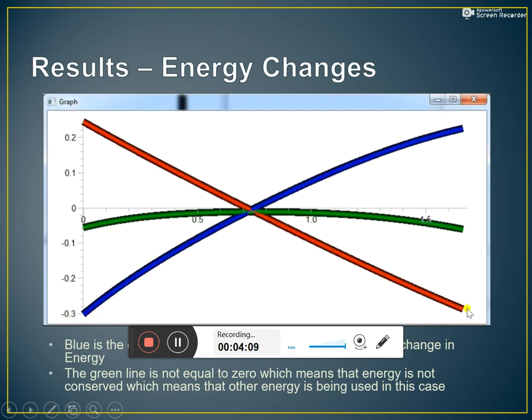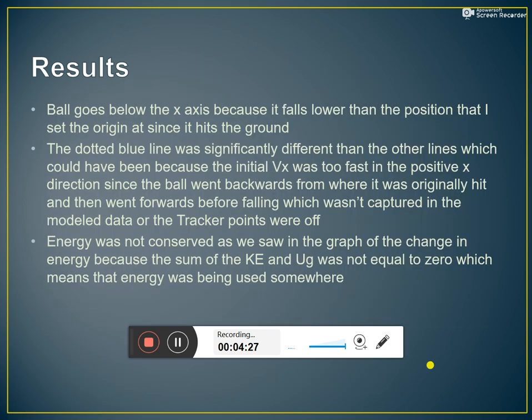So green was the change in energy, which is very, very close to zero, but it's not equal to zero, which means that energy is not conserved, meaning that other energy was probably being used at some point during this case. But over here, you can also see the differences in the kinetic energy and the gravitational potential energy. So overall, my results show that the ball goes below the x-axis because it falls lower than the position that I originally set the origin at, since it hits the ground.